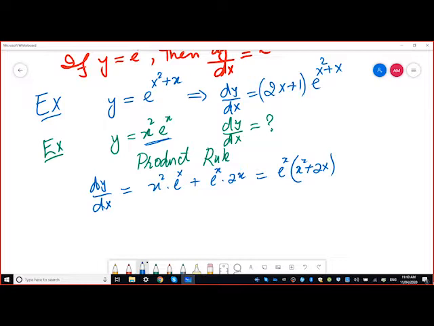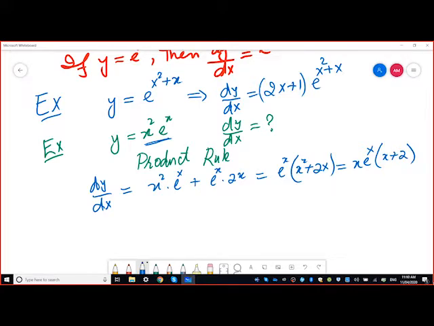Or we can even simplify it even more. We can take x common. If we take x common, it will become x e raised to the power of x plus 2. Got it?